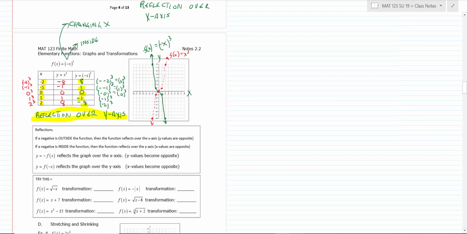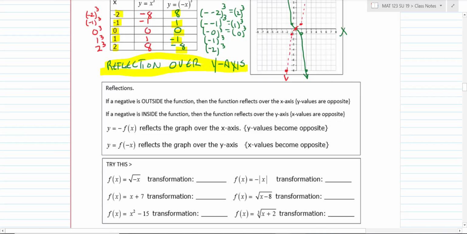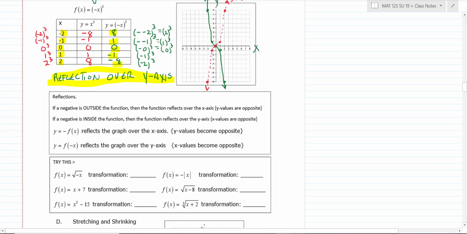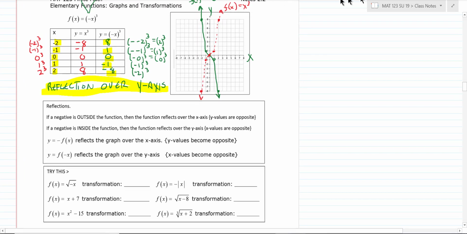Okay, so this is sort of a summary that we have here, and then I'm going to have you do one other thing. So it's basically like this. This is how reflections work. If you're outside the function, then it reflects over the x-axis. So that would be this one. Again, you're outside of that f of x. Y becomes opposite, you flip over the x-axis. If you're inside the function, it reflects over y. That's because x becomes opposite. So you want to understand the difference between outside and inside.